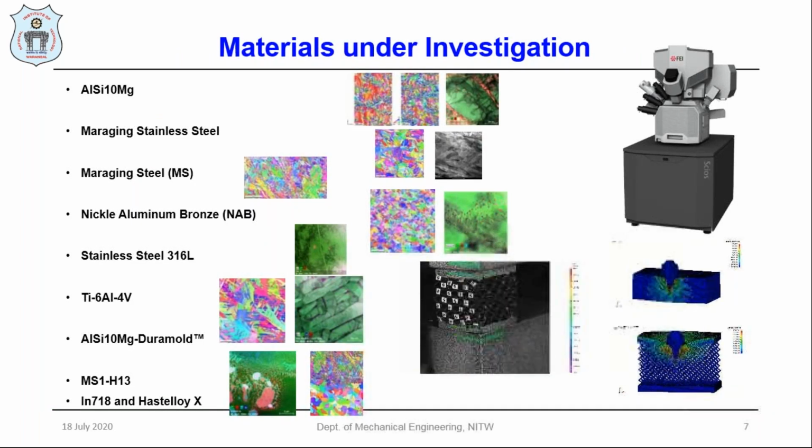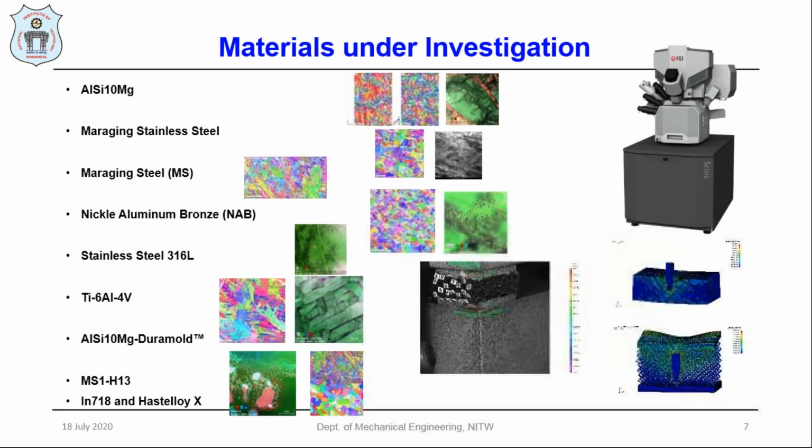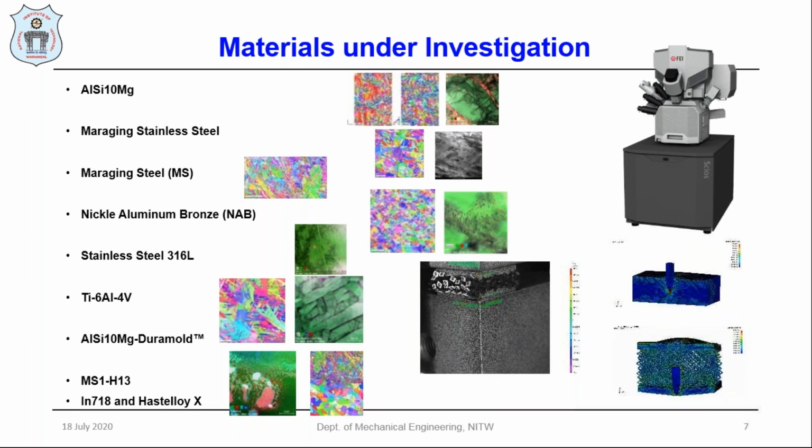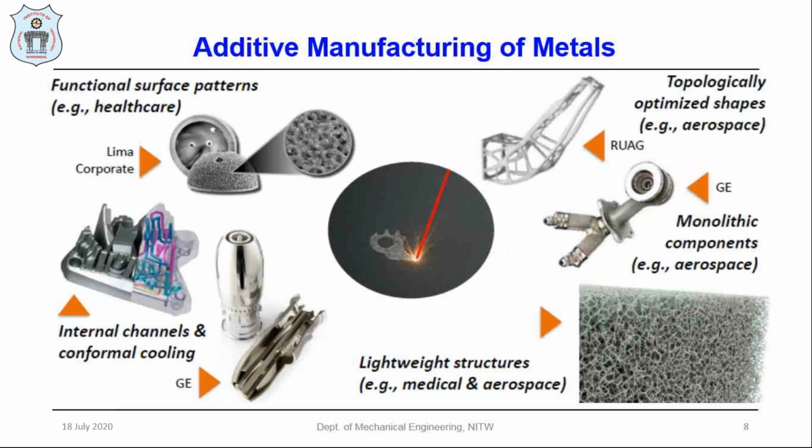You can see these are all the materials which have already undergone investigation with the help of this AM process. A lot of materials have already been analyzed and printed. You can see these are the microstructures and how the material properties compare with the conventional process, from aluminium to the Inconel 718 alloys. These are all the materials which were fabricated.